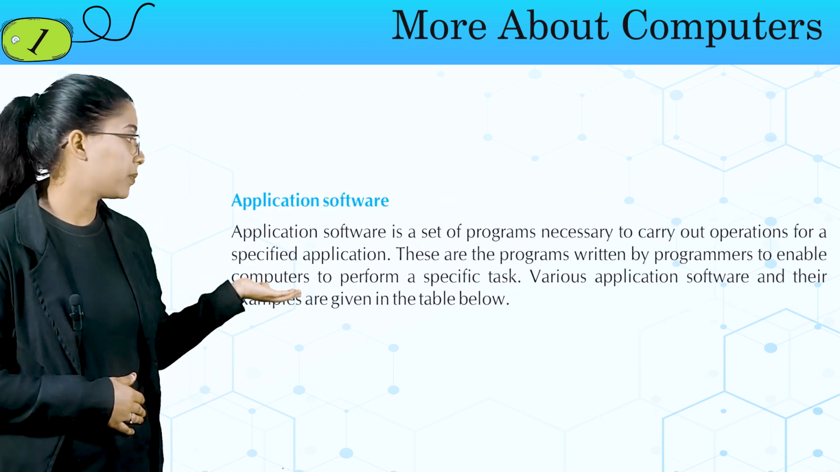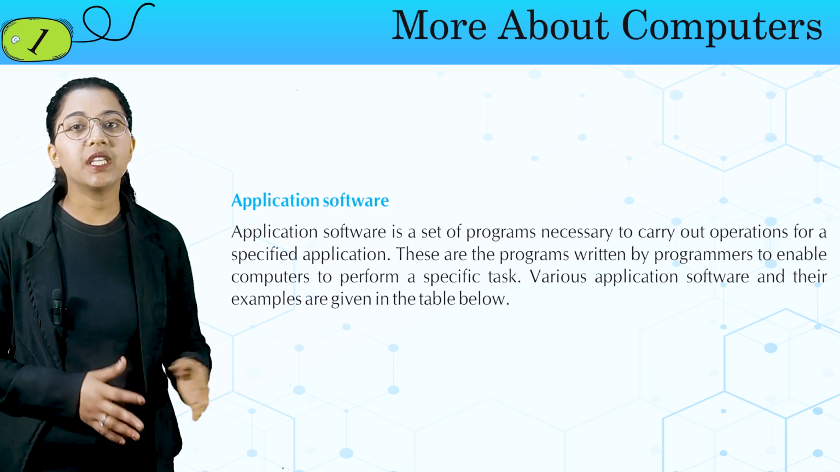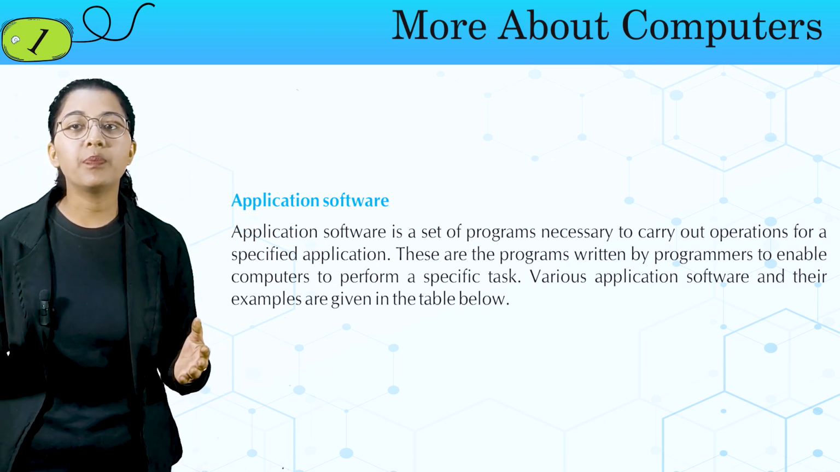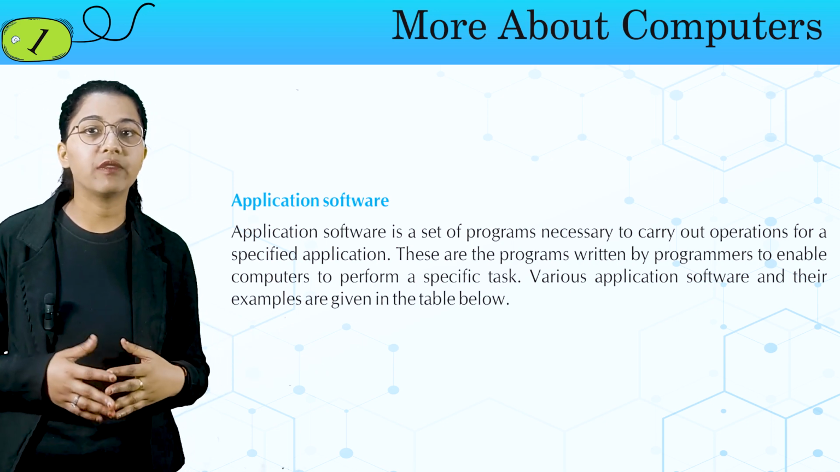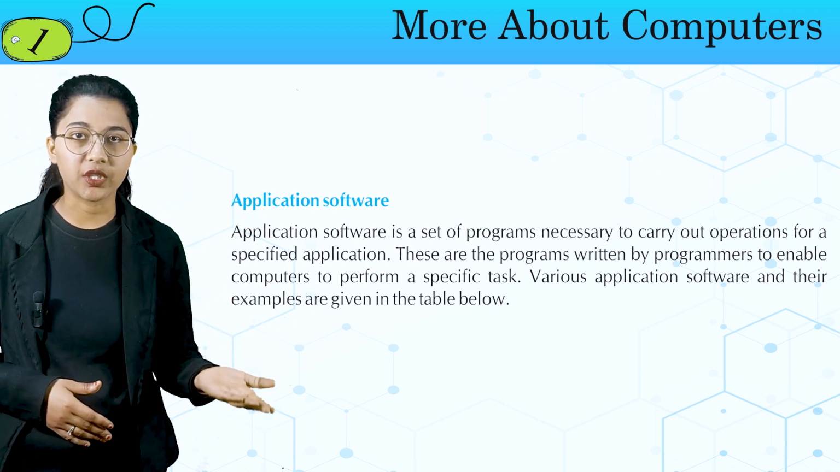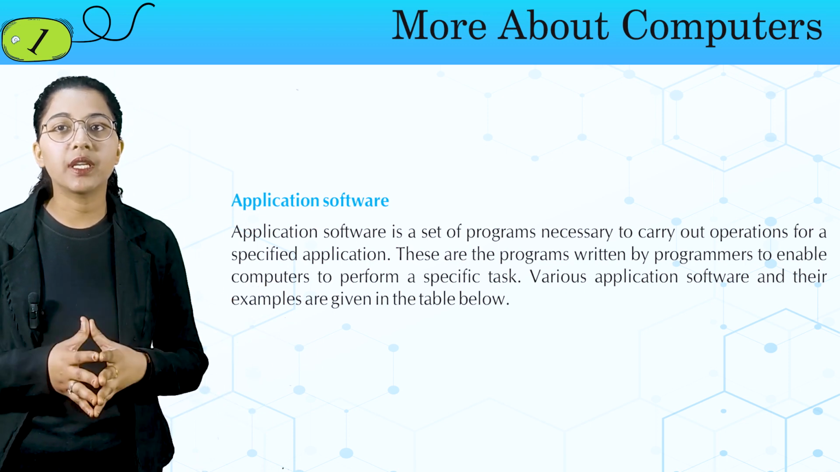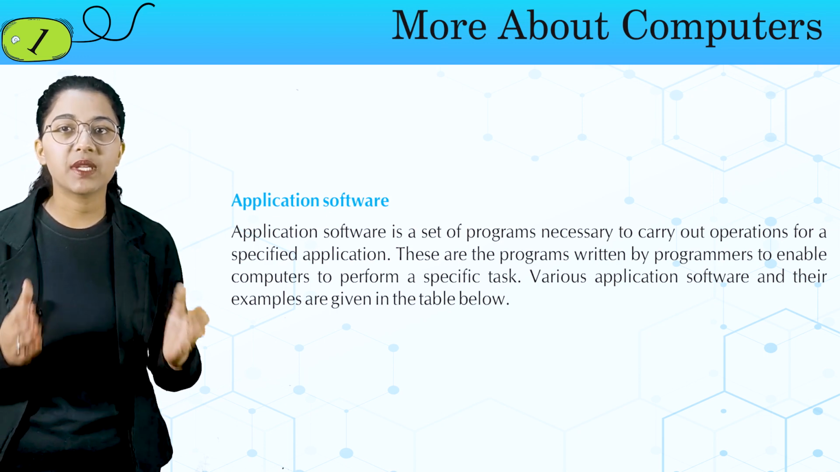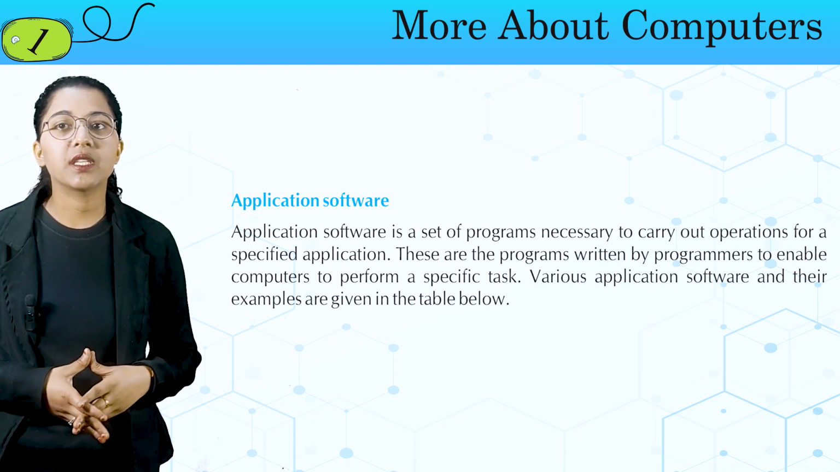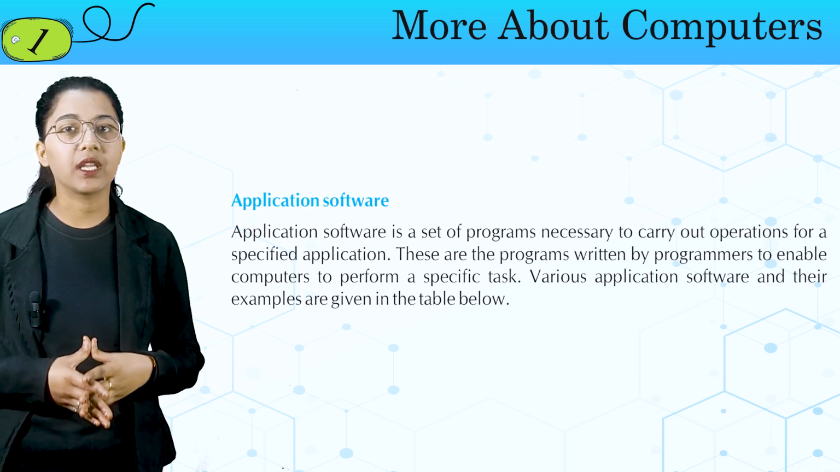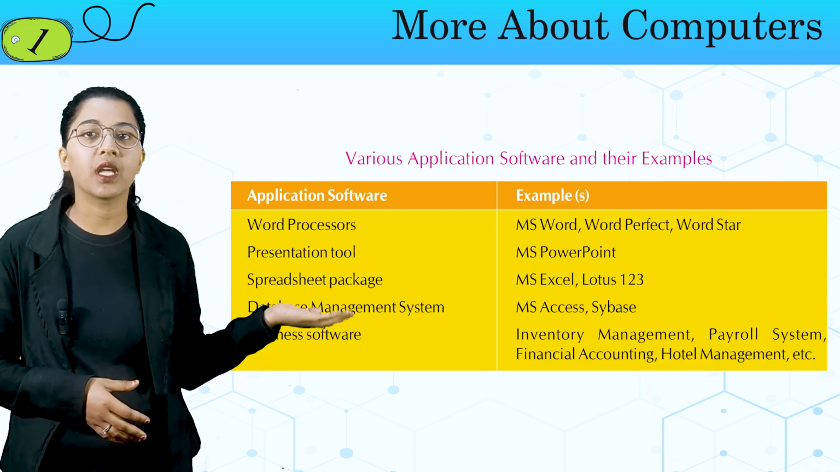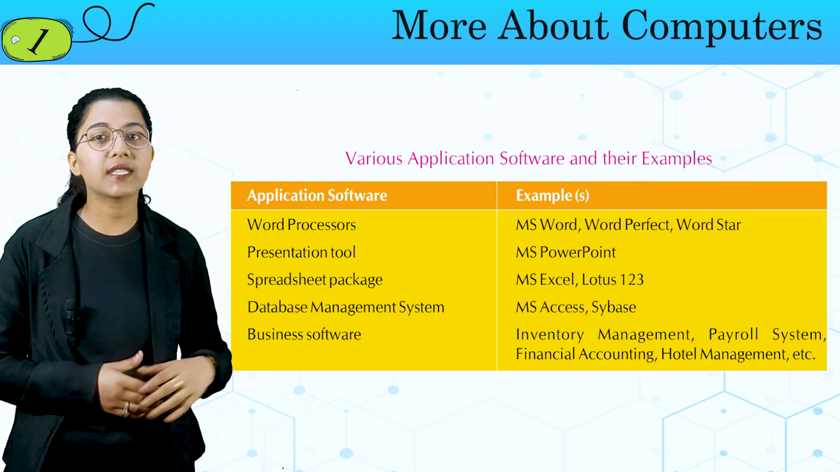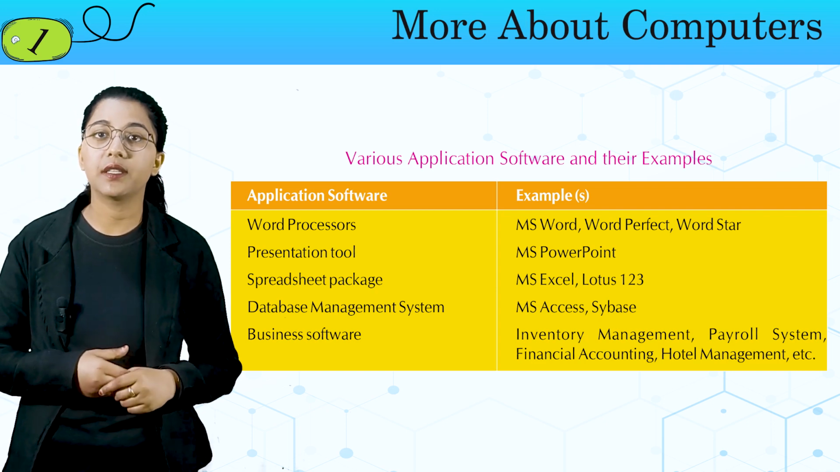Now let's read application software. Application software is a set of programs necessary to carry out operations for a specified application. These are the programs written by programmers to enable computer to perform a specific task. Various application software and their examples are given in the table below. Here you can see the table of various application software and their examples.